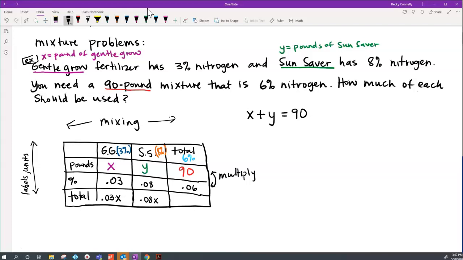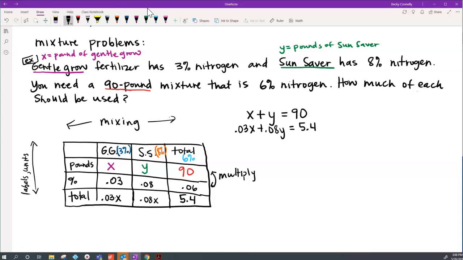So what's 90 times 0.06? Just do it on your calculator, or some of you might be able to do it in your head. You get 5.4 when you multiply those two together. So this is going to be my second equation: 0.03x plus 0.08y equals 5.4.